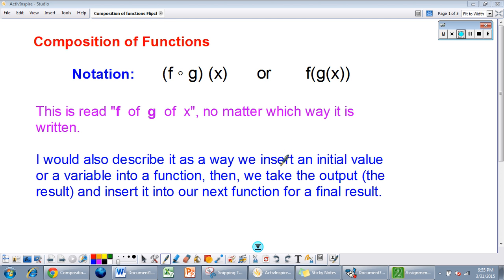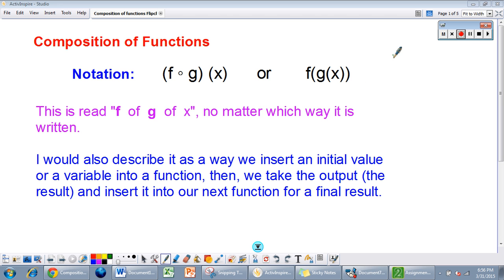First of all, let's take a look at the notation, because it can be written one of two ways. The first way is with an open circle. That is not a multiplication symbol, but it's an open circle. Or our second way, which is to list it with parentheses. No matter which way I write it, it is read f of g of x. Either way, f of g of x.